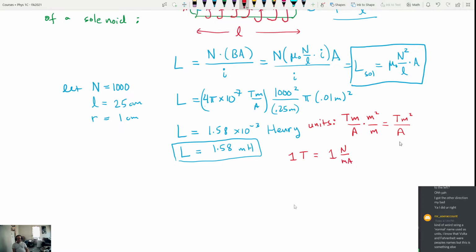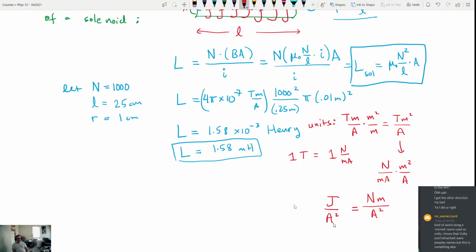So this would then be Newton over meter amp times meters squared over amp. So we're going to get Newton meters over amp squared. Did I do that right? I think I did it right. We could then reduce this even further. I'm going to write this as joules per amp squared, just because.